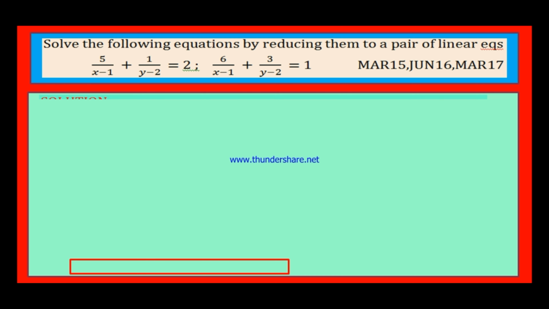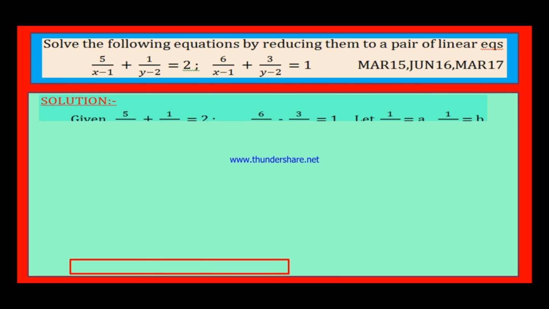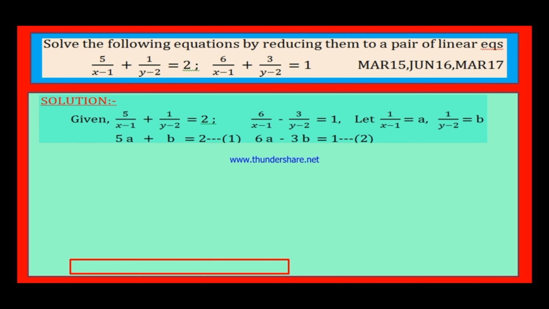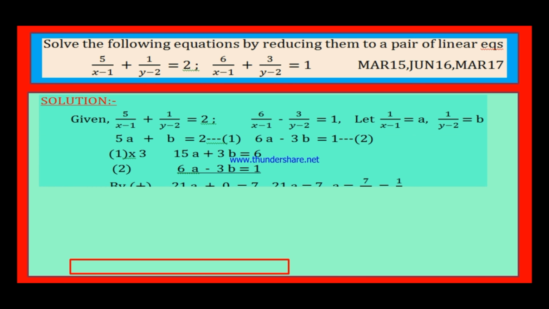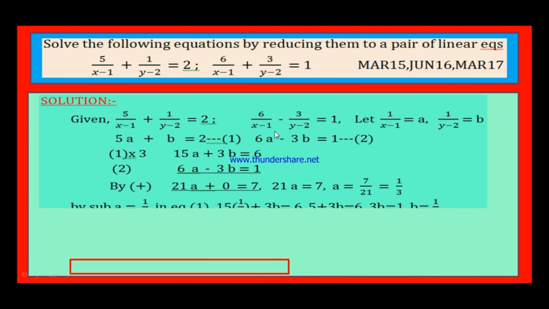Here is the solution. Now, we have been given two equations. Of course, they are not linear equations, but we have to form linear equations from the given equations. First is 5 by x minus 1 plus 1 by y minus 2 is equal to 2. And the next equation is 6 by x minus 1 minus 3 by y minus 2 is equal to 1.